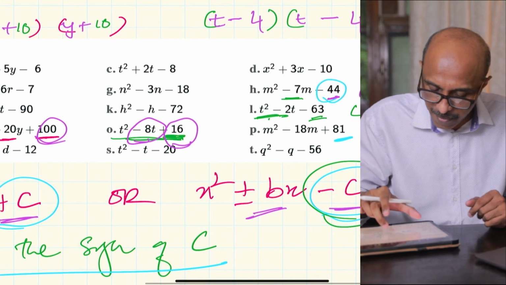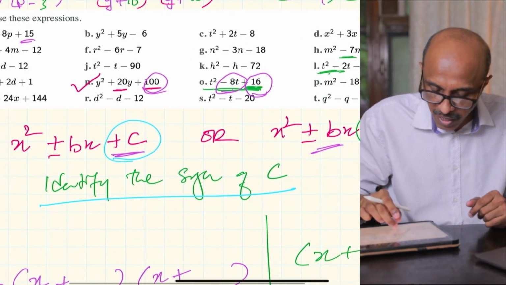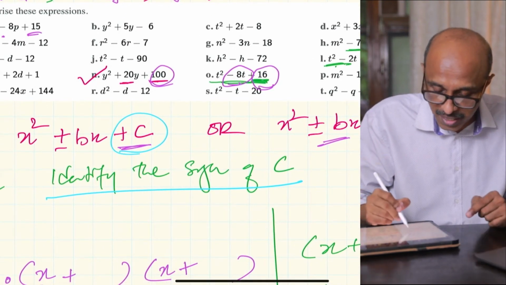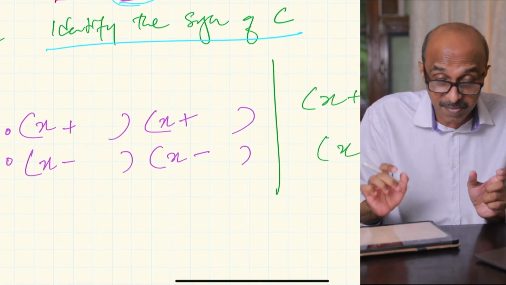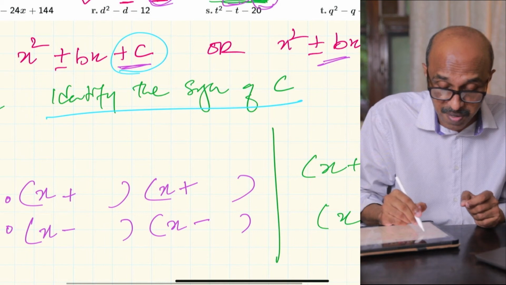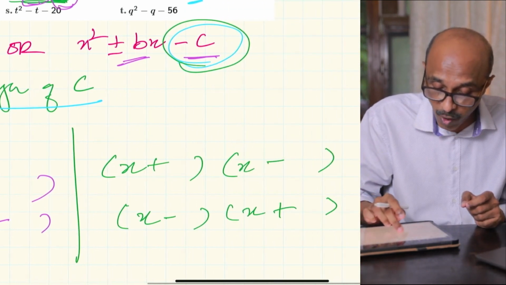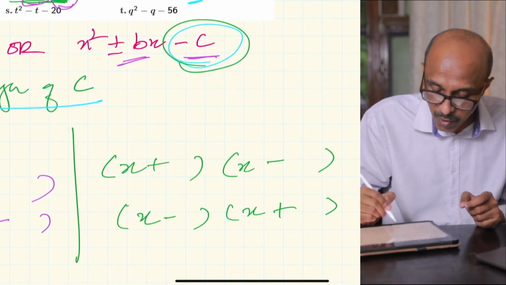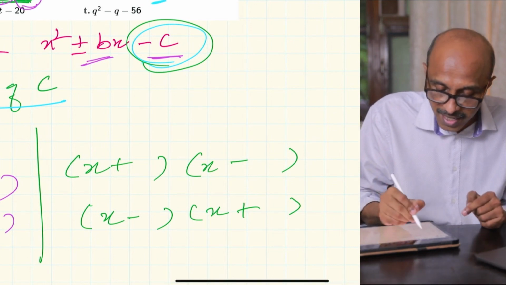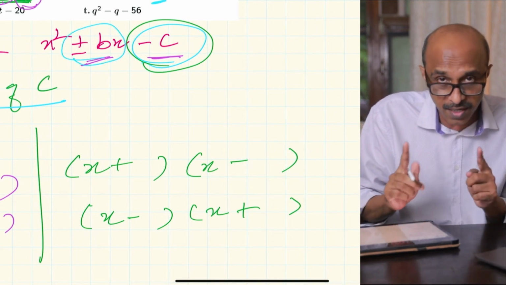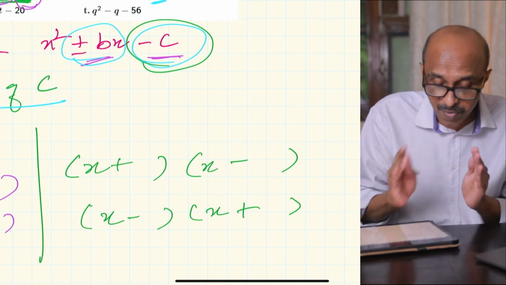Okay, so let's recap what we discussed. The first thing to identify is the sign of the constant term, the c. If it's positive, both of the factors will have the same sign, and the same sign is the sign of b, the middle term. And if the constant term c is negative, then you're going to have one positive and one negative. But remember how to choose the numbers. They must stay consistent with the sum of b. They should add up to b with the same sign.